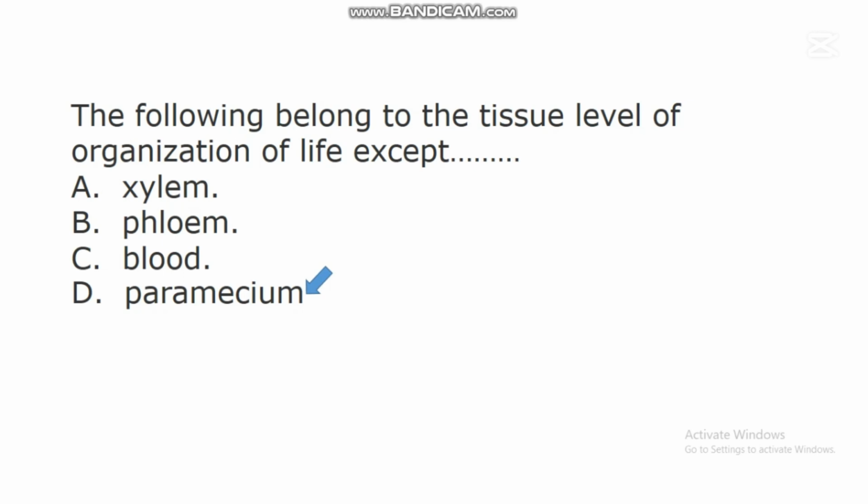There are different things that belong to the tissue level of organization of life. This xylem is a tissue found in plants, so it belongs to the tissue level of organization of life. Phloem is also another tissue, and blood is also a tissue. But paramecium is not a tissue. Paramecium is a unicellular organism.